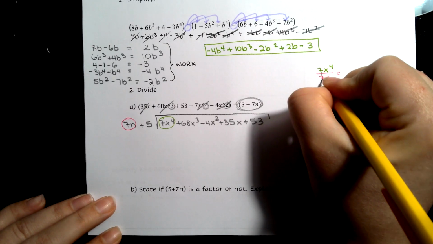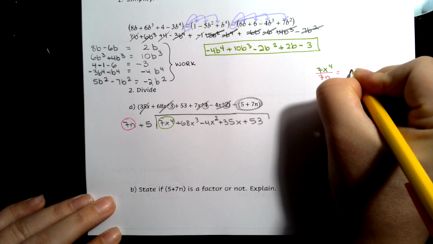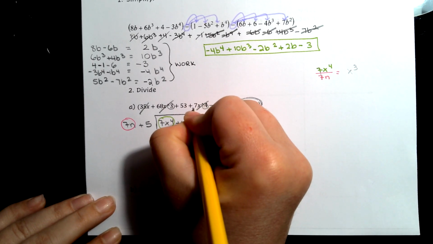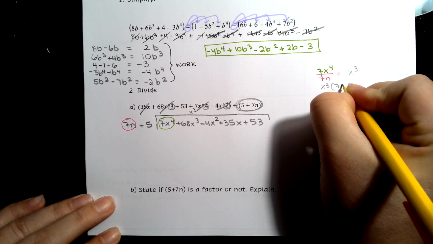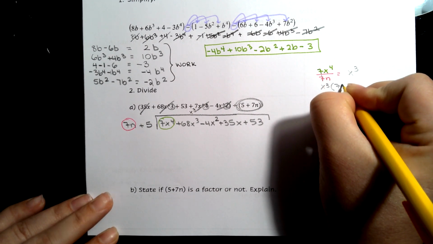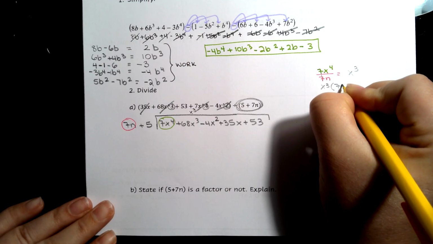So we get 1 over 1, so that's going to be x to the 3rd power. I'm going to write x to the 3rd power here twice. I'm going to be dividing and then multiplying. So we got x to the 3rd power times 7n.